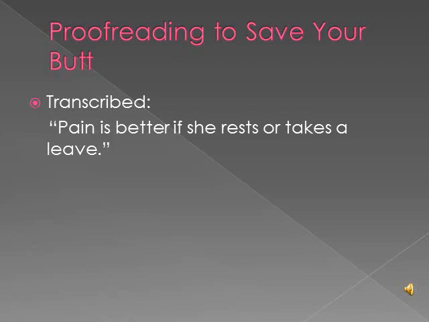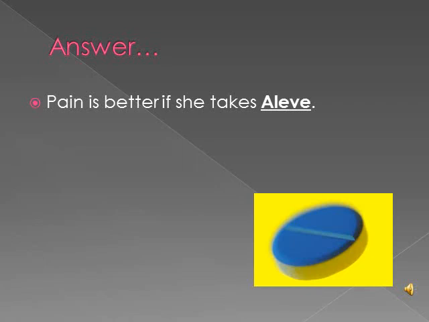And here, just to take a little break in our punctuation rules, every once in a while in our lectures, I'll talk about proofreading to save your butt because we really need to proofread. Here was a sentence that was transcribed. Pain is better if she rests or takes a leave. That's not right. What do you think? Think about that a minute. Pain is better if she rests or takes a leave. When you're ready, click on the... Here's our answer. Pain is better if she takes Aleve, as in the medication Aleve. Needs to make sense.